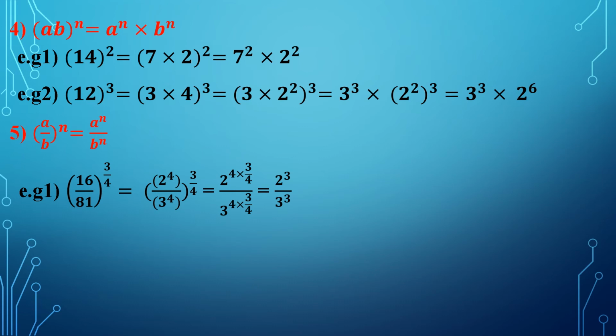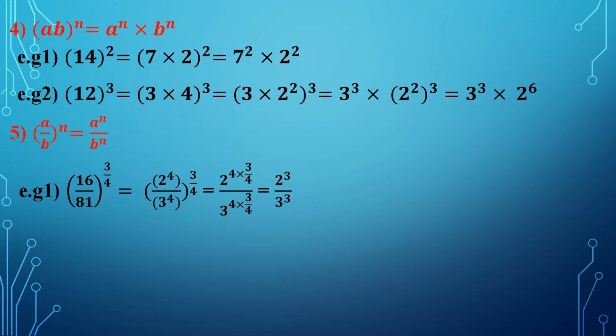(16 upon 81) raised to 3 upon 4. As seen prior, we will first prime factorize 16 and 81. 16 will give us 2 raised to 4 and 81 will give us 3 raised to 4, whole raised to 3 upon 4 was already there. Power of power will get multiplied. Hence 4 and 4 will get cancelled in numerator as well as in denominator.